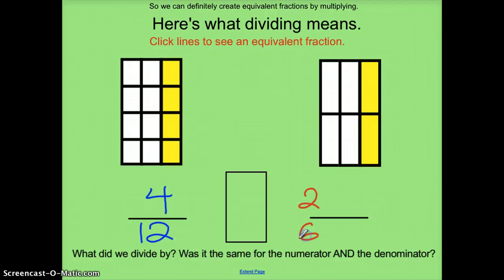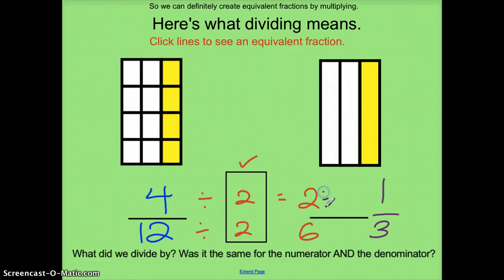2 sixths. Let's check with division. 4 divided by 2 equals 2. 12 divided by 2 equals 6. That works. But I think I can come up with another one also. If I get rid of this line here in the center, my new fraction is 1 out of 3, or 1/3.